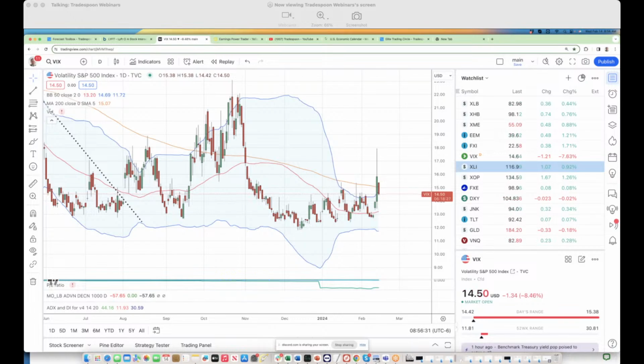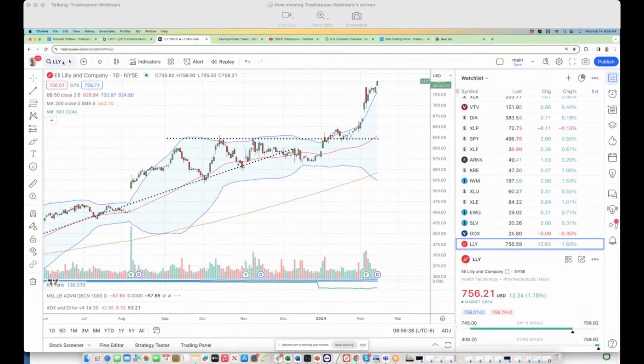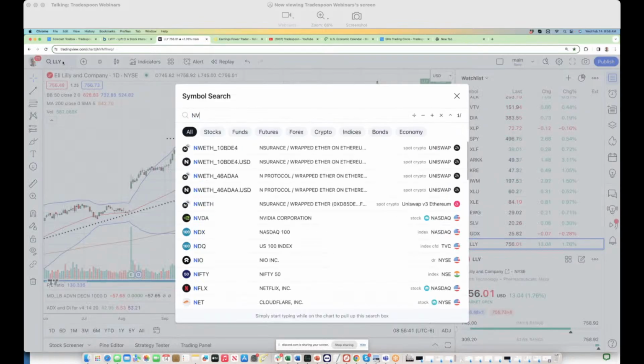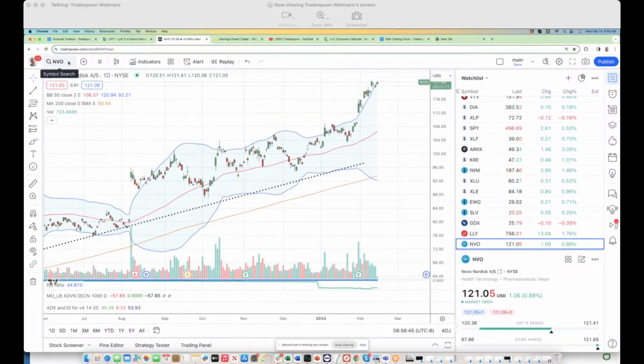Bob, yeah, Eli Lilly continues to grind higher. I agree. So that's good. And VO, I think, is grinding higher. Eli Lilly is grinding higher.